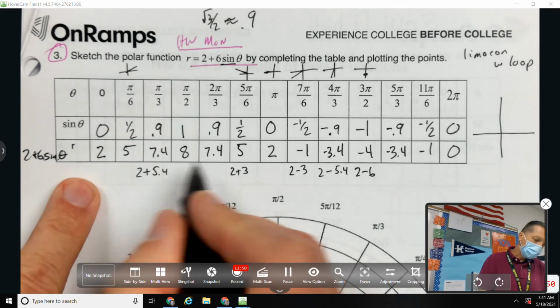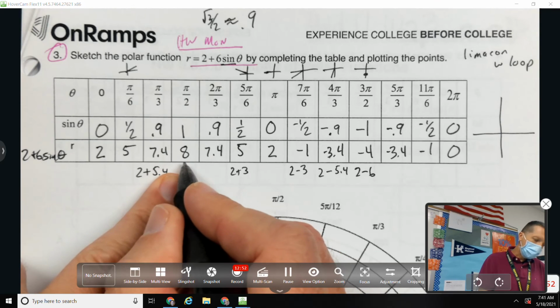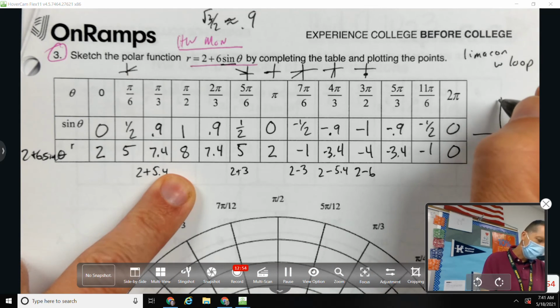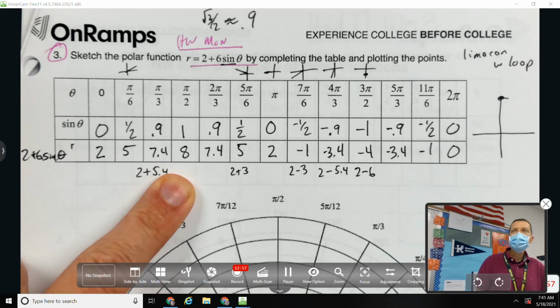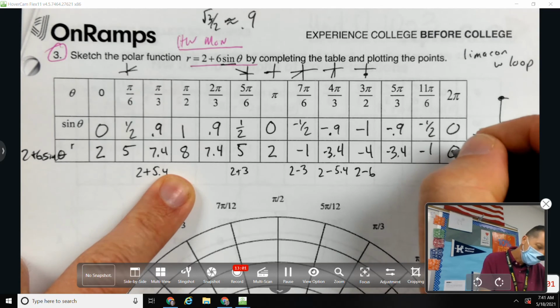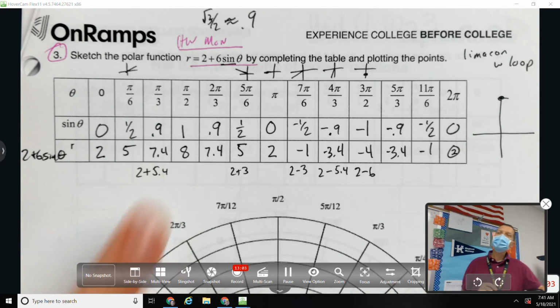And I'm just going to pick off my key values here. At pi over 2, I'm up at 8. Uh-oh, sure would. I was just circling the 2.